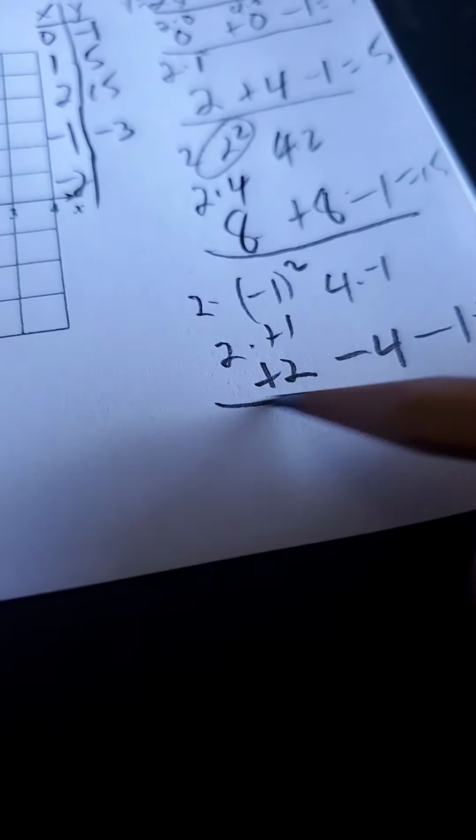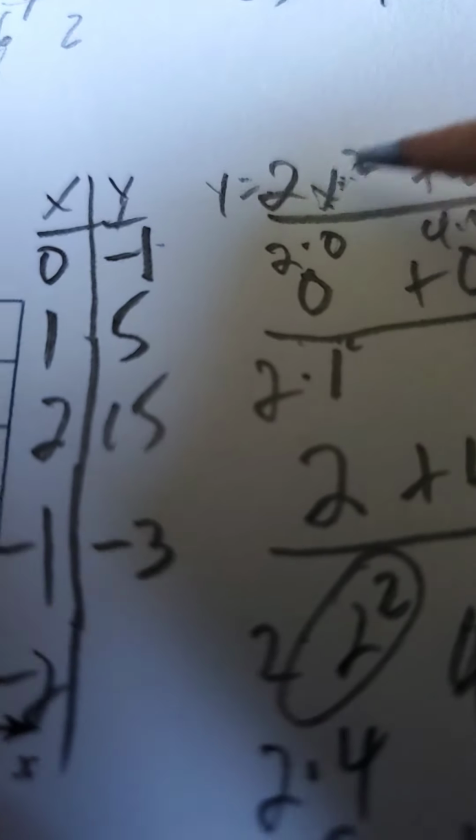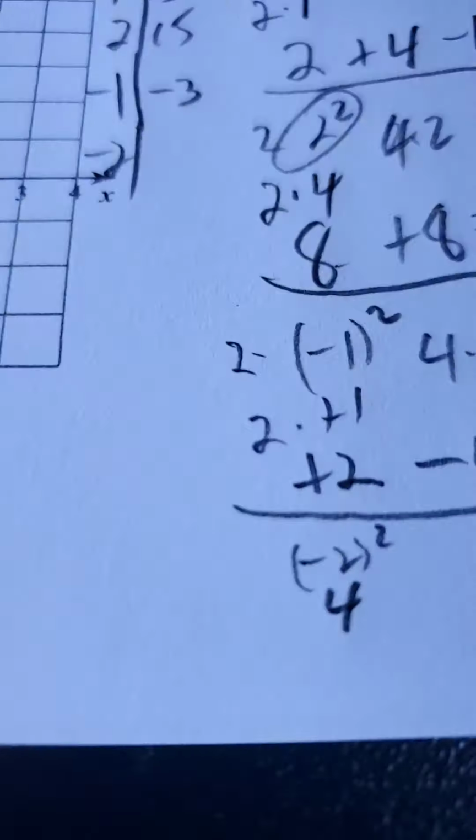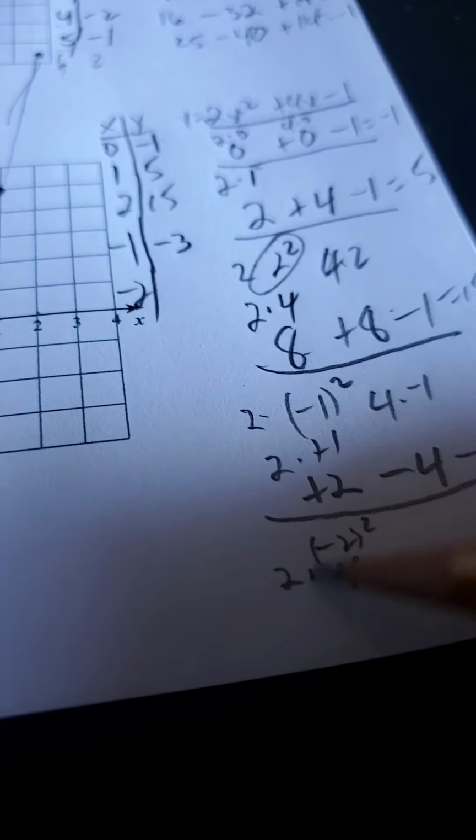Plug in negative 2 and see what happens. I'm starting to run out of room here. Plug in a negative 2 right there. Negative 2 squared is positive 4. But then I have to multiply that by 2 because it's 2x squared. Your first term should be positive 8.